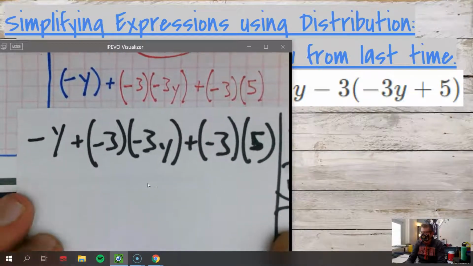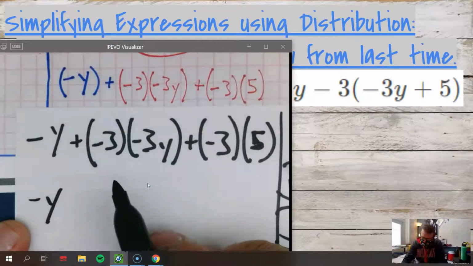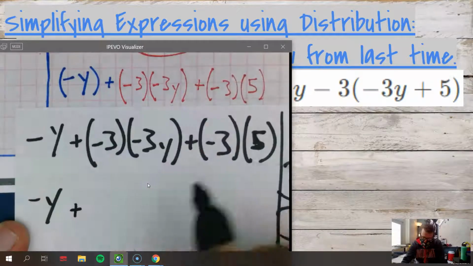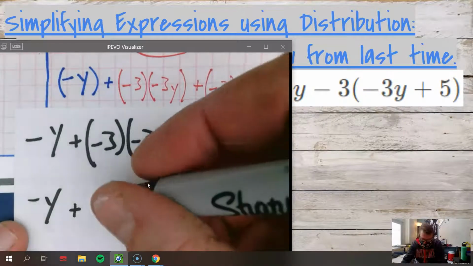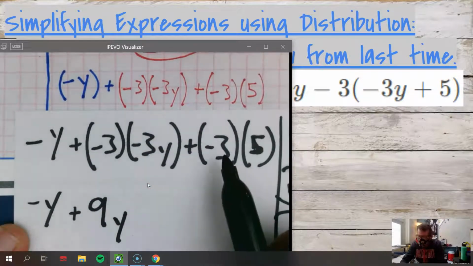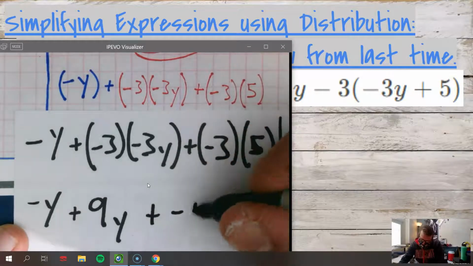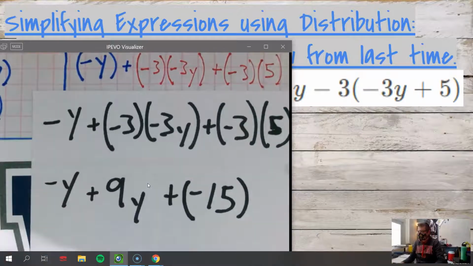So then we get negative y. Remember, things just drop down if they don't do anything yet. What's a negative times a negative? So this becomes 9y. Remember, it's multiplication, not addition. Negative 3 times 5? Negative 15. I like to keep my negatives grouped in parentheses.